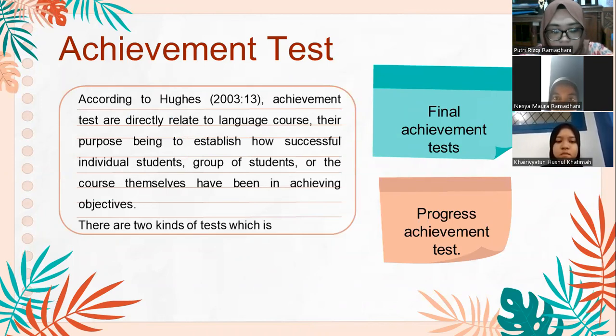Achievement tests. According to Hughes, achievement tests are directly related to language courses. Their purpose is to establish how successful individual students, groups of students, or the courses themselves have been in achieving objectives. There are two kinds of tests, which are the final achievement test and the progress achievement test. Okay, next slide.